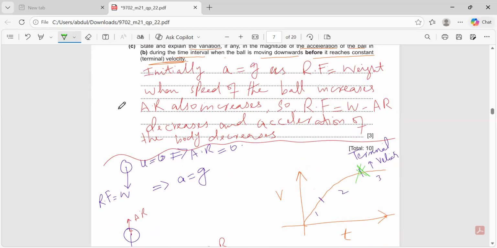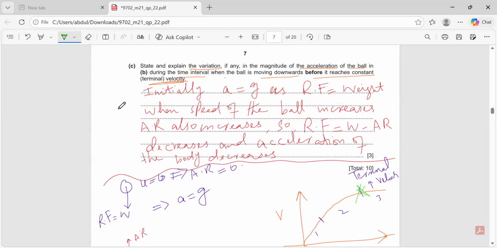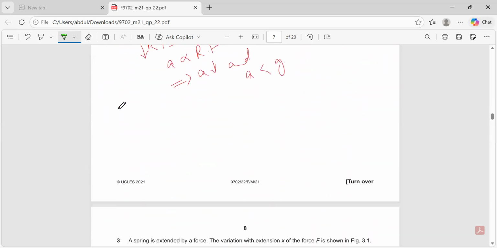Dear sons, if this question was that state and explain the variation, if any, in the magnitude of acceleration in terms of forces, even though I have mentioned here now weight is there, air resistance is there, it will be better in that case. You should start your explanation: the forces acting on the ball are weight downward and air resistance upward, and then the explanation you can start further. So start with mentioning what are the forces which are acting on the ball. So this was question number 2. I think that is done, alhamdulillah.